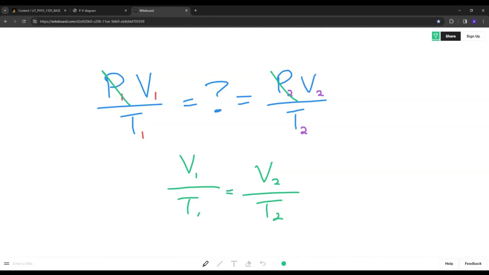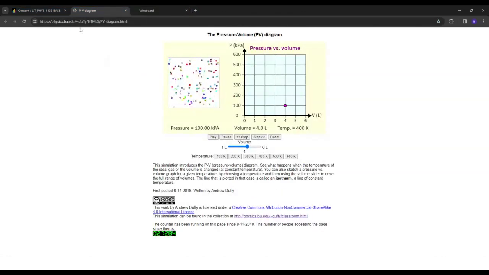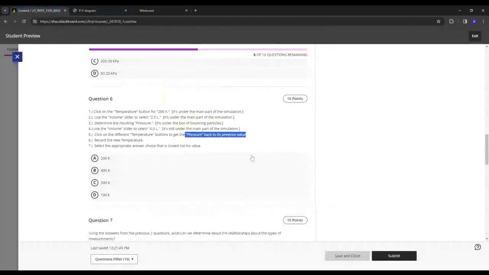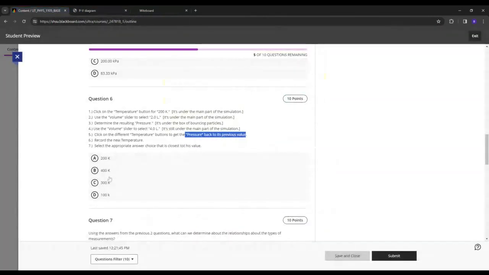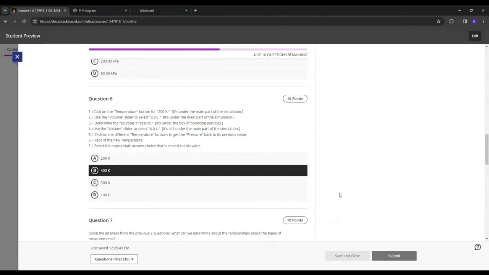It may technically have been faster if you were comfortable building proportions, but honestly, it wasn't too bad to just look at the simulation and track the numbers. That may or may not be a hint for later. So, all right, let's record an actual answer before we get too far distracted. 400 Kelvin, right there.